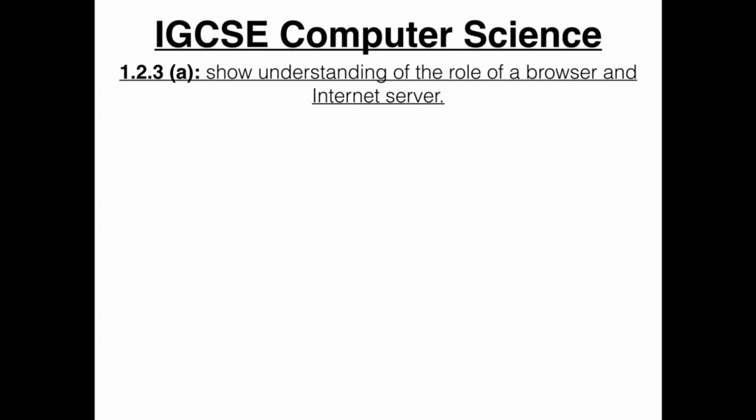IGCSE Computer Science Syllabus Statement 1.2.3a: show understanding of the role of a browser and internet server. This is the topic Internet Principles of Operation, and it basically talks about the internet and a bit of how it works. But you'll learn more about the internet in the security topic, where we look at how security and the internet work together. This is just to help you get a basic understanding of how the internet works. So, starting with the browser and internet server.